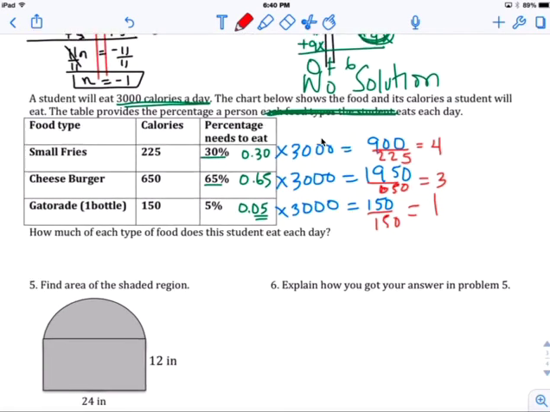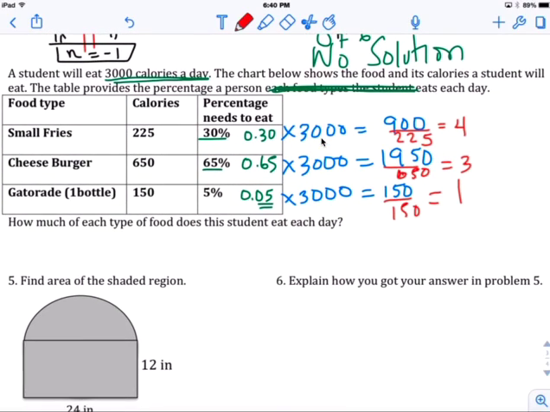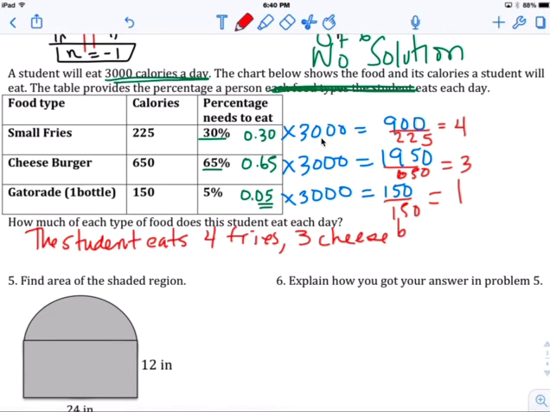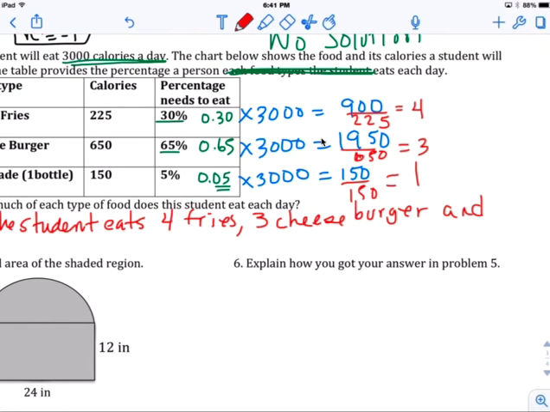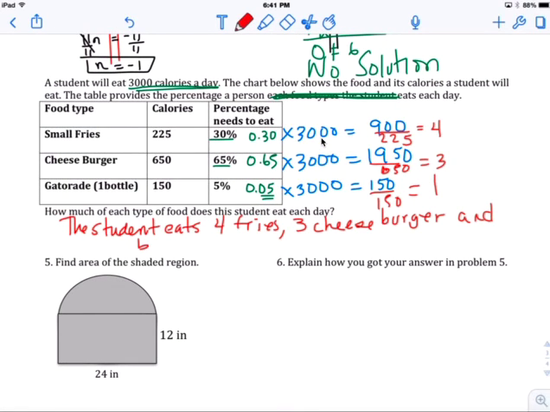How much of each type of food does this student eat each day? Okay. The student eats 4 small fries, 3 cheeseburgers, and 1 bottle of Gatorade.